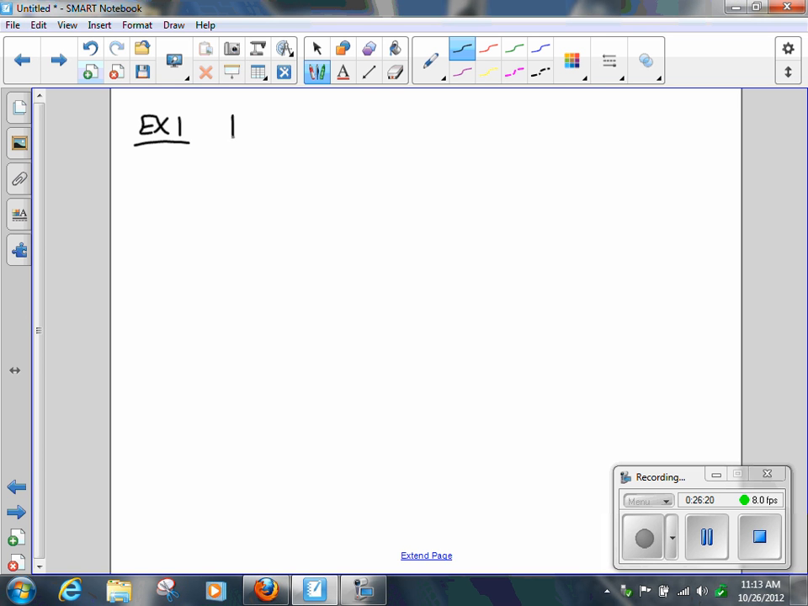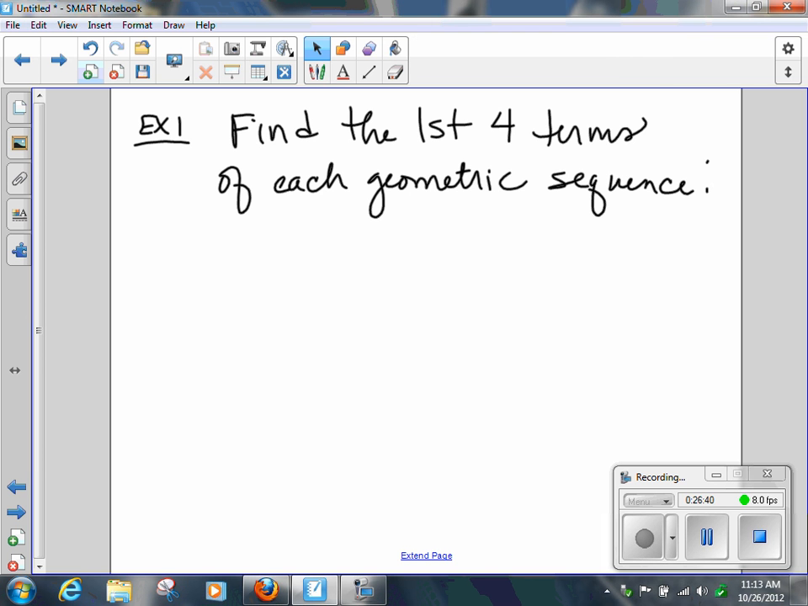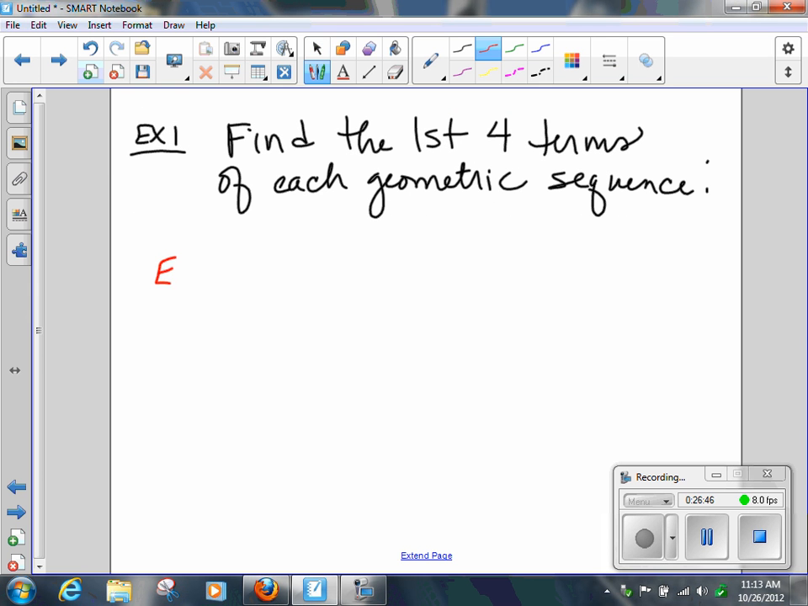I want you to find the first 4 terms of each geometric sequence. I'm going to give you that. A sub 1 is -6. R is 2.